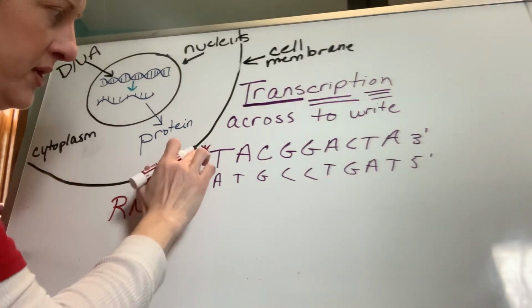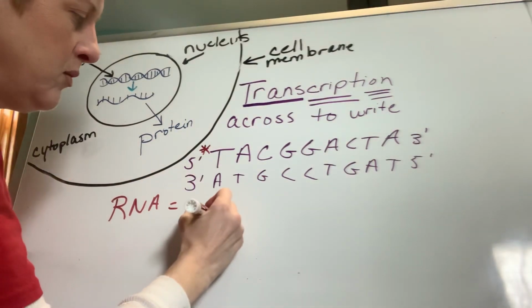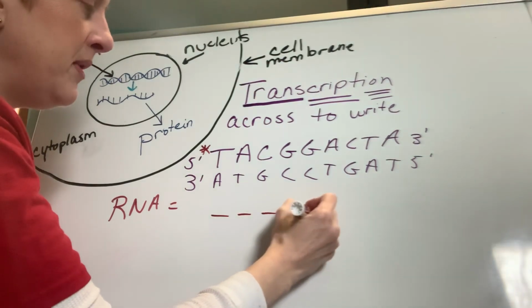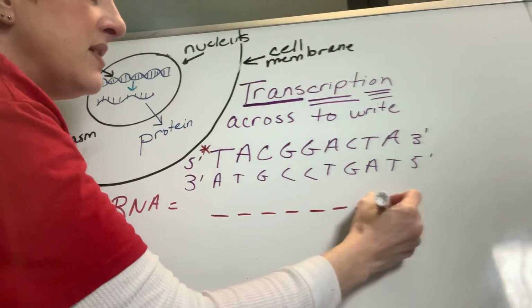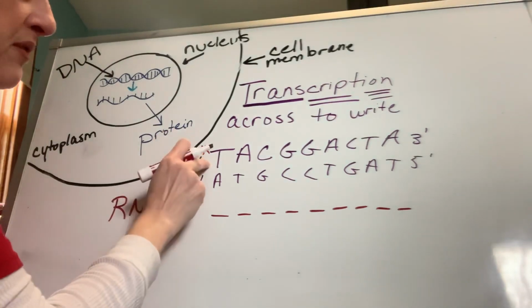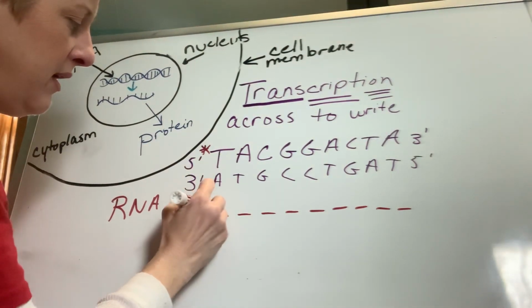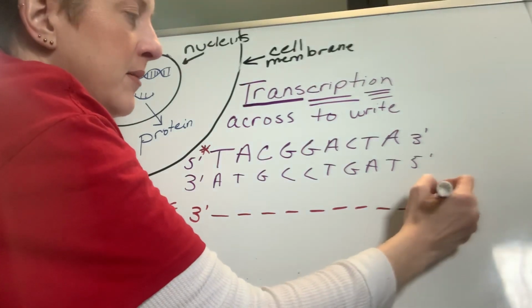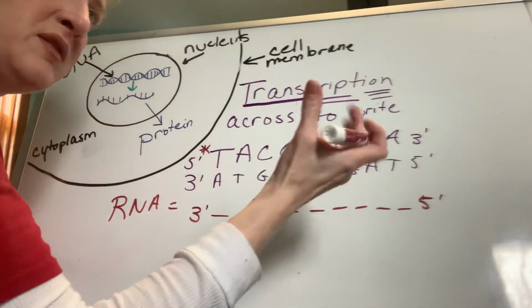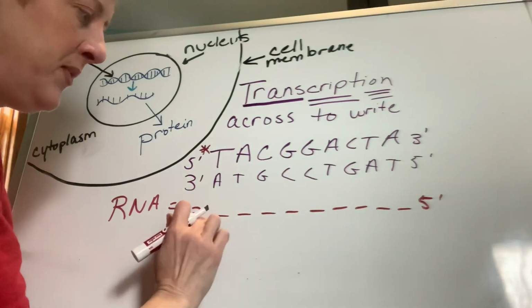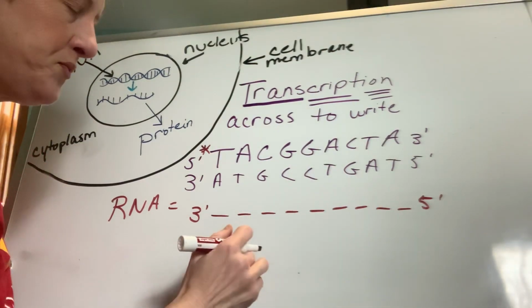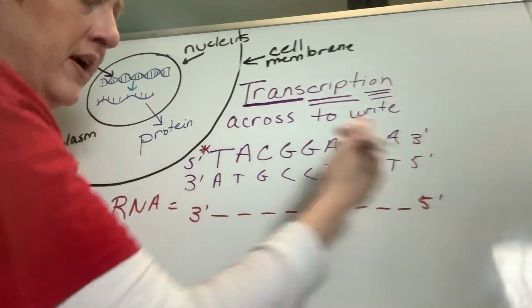All right, so I'm going to use this strand here, and this is the one that I would be reading the message from. So remember, if I'm using my leading strand, and this is 5', I know that RNA, its version of this short message, is going to be 3' to 5'. So again, we add on 5' to 3'.